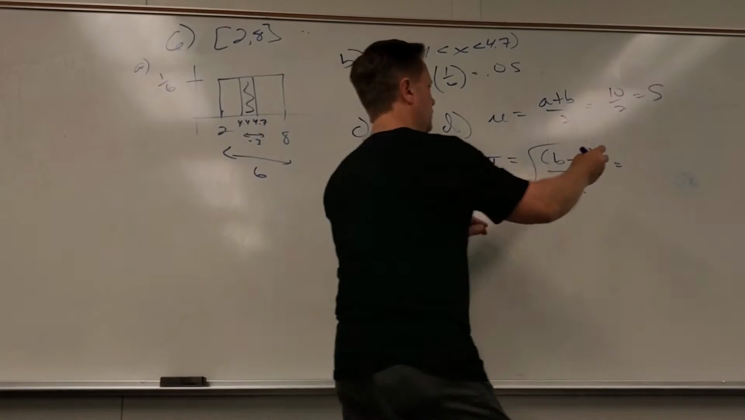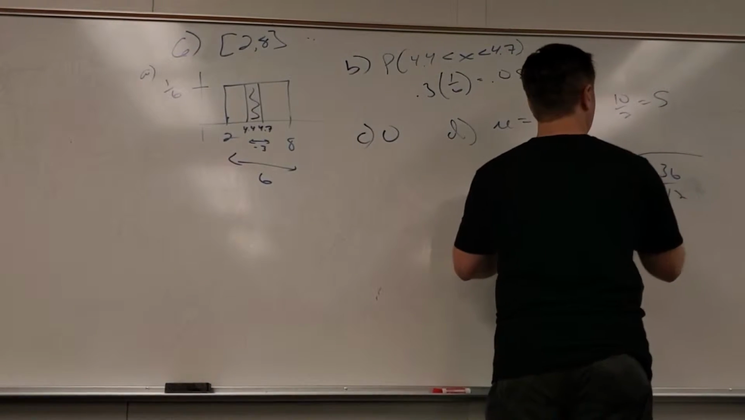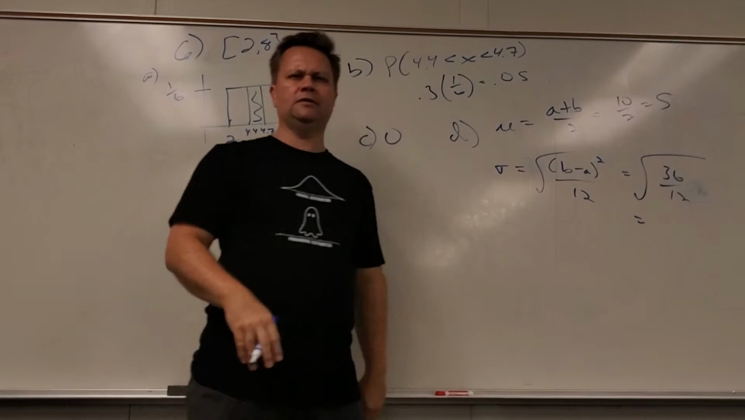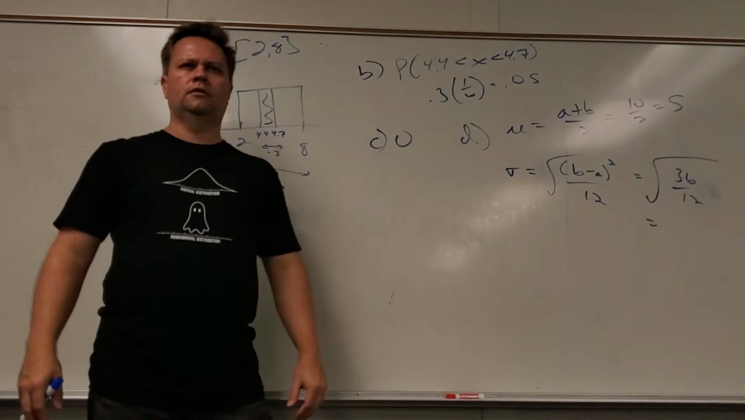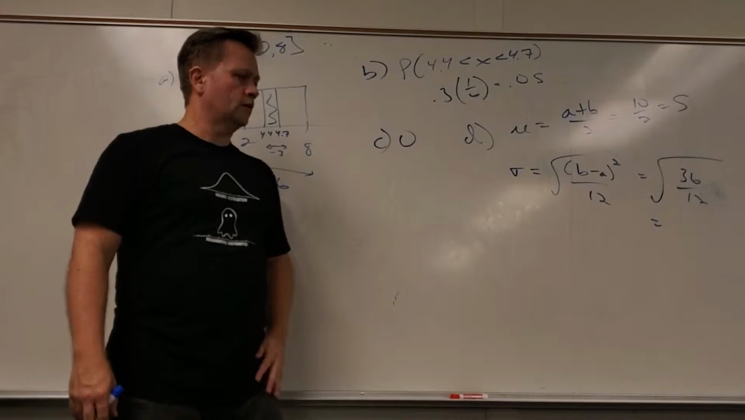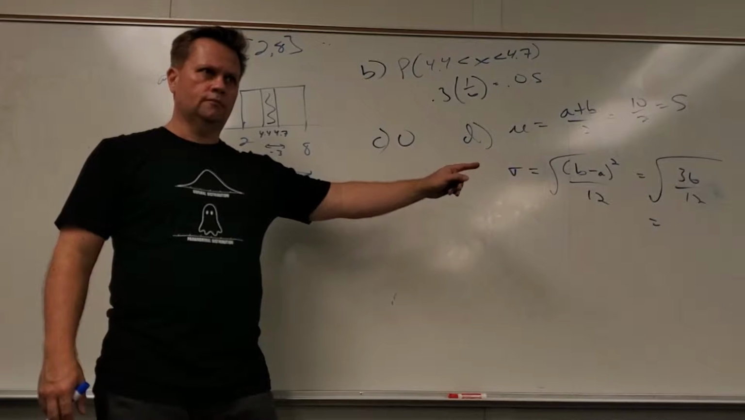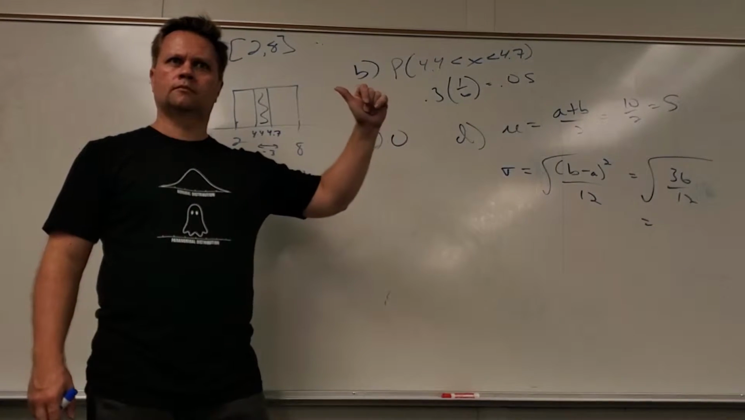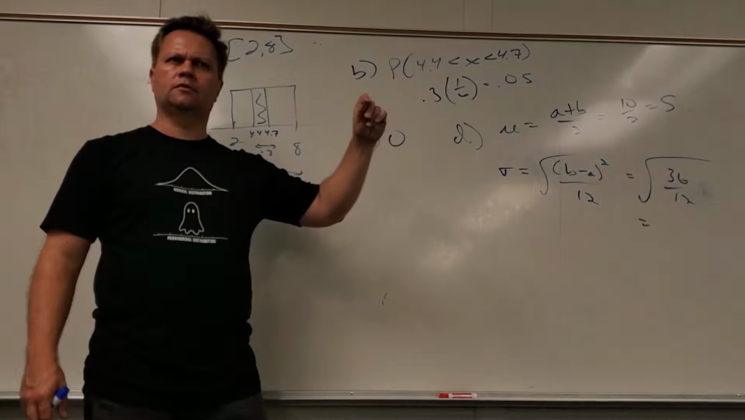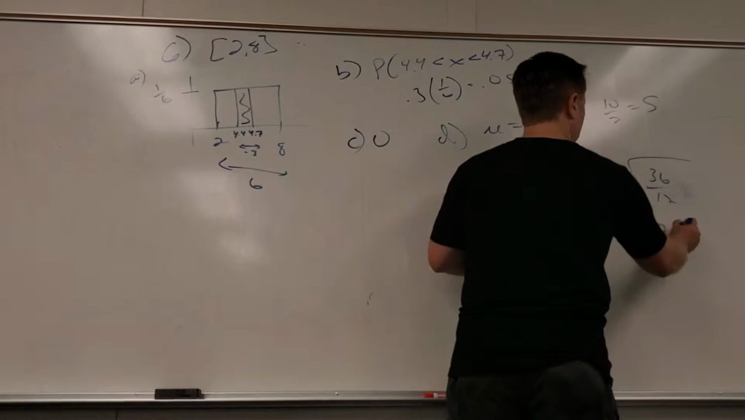Standard deviation, let's see. Square root of (8 minus 2) squared, 6 squared is 36, divided by 12. Square root of 3 is like 1.7 something, or is it 1.5 something? I always forget that. Alright, square root of 3, right? I think it's 1.7 something. 1.732.